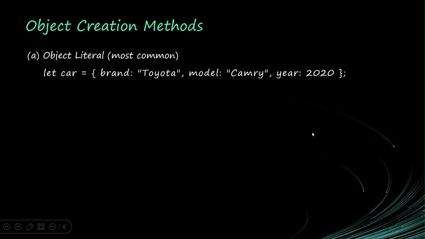So let's take a look at how to create objects. The first way of creating an object is using the object literal. That's what I have just done now, using the curly brace to create an object.